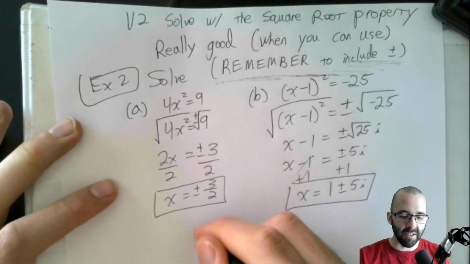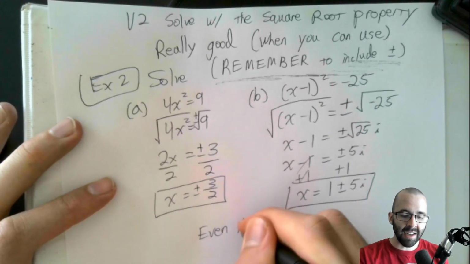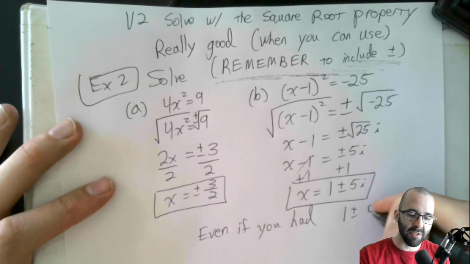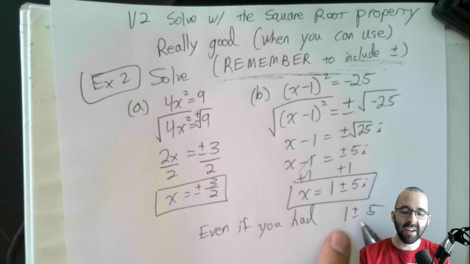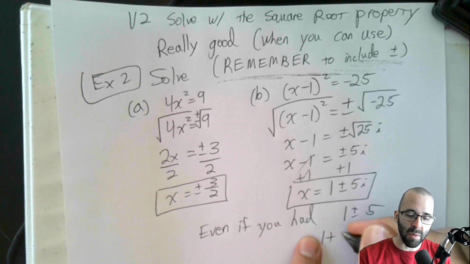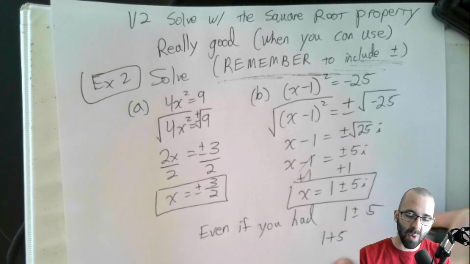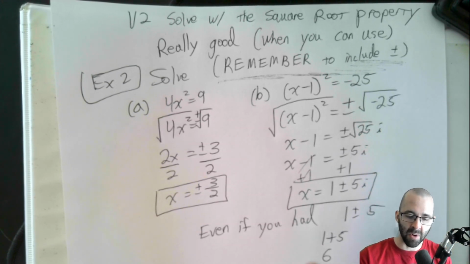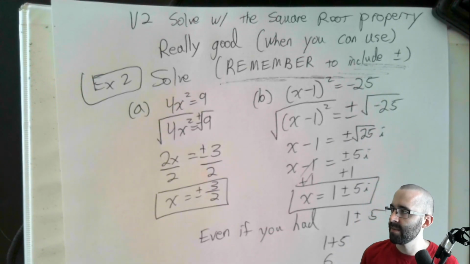And even if you had something like this, just 1 plus or minus 5, be very careful with this situation. You can simplify this. You have to just split it up though, right? That's going to be 1 plus 5 and 1 minus 5. You'd get 6 and negative 4 in that situation. So just be very careful with combining things, all right?